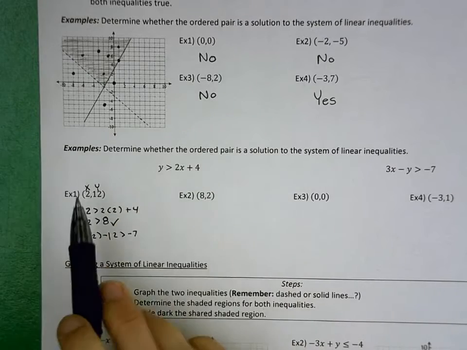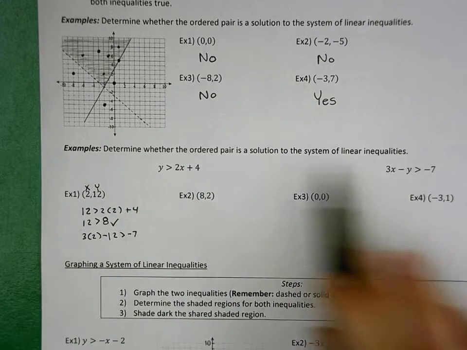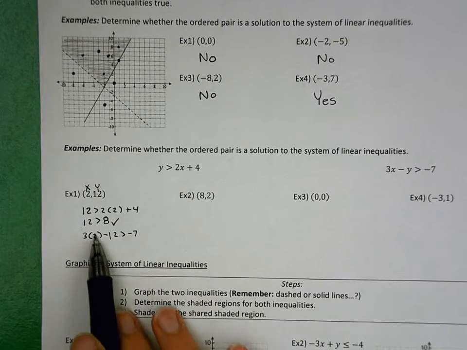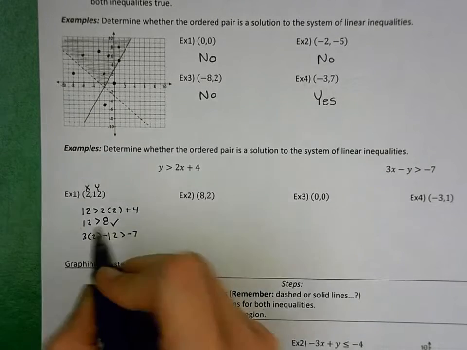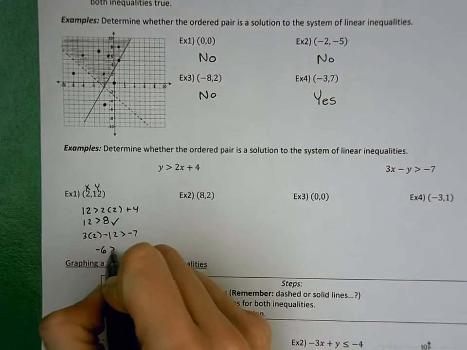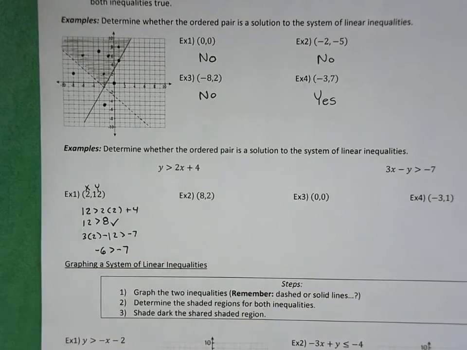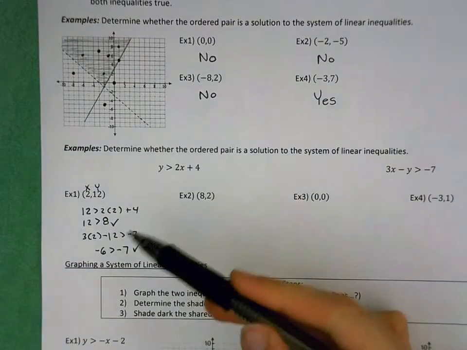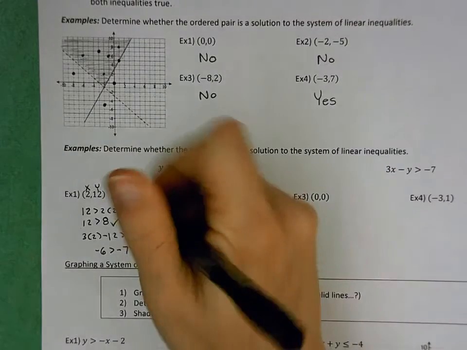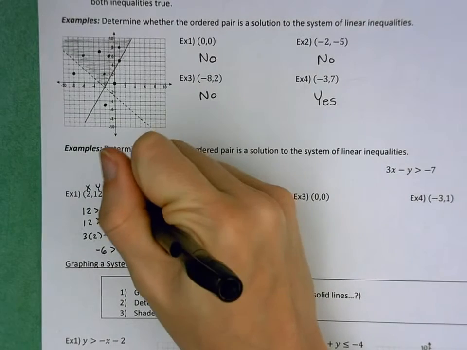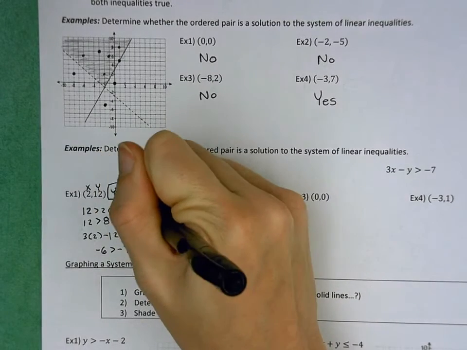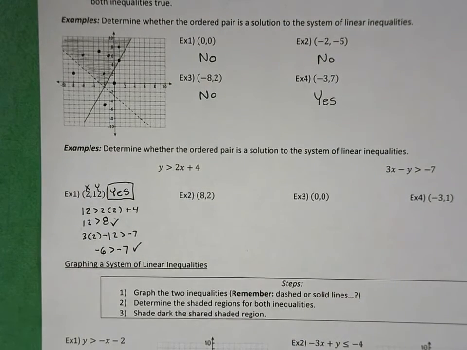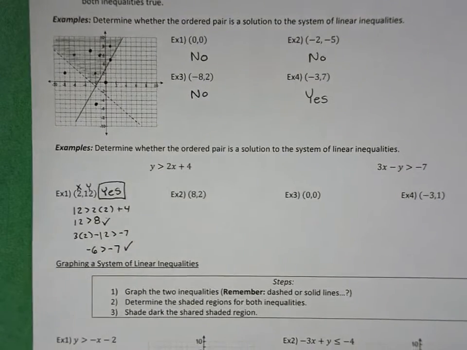We have 2 into my x, we have 12 into my y. And 6, which is 3 times 2, minus 12 is negative 6. Is negative 6 greater than negative 7? It is. And so since both equations are true, this is a solution to our system of inequalities. Okay, so that's what we're going to do for the other 3.